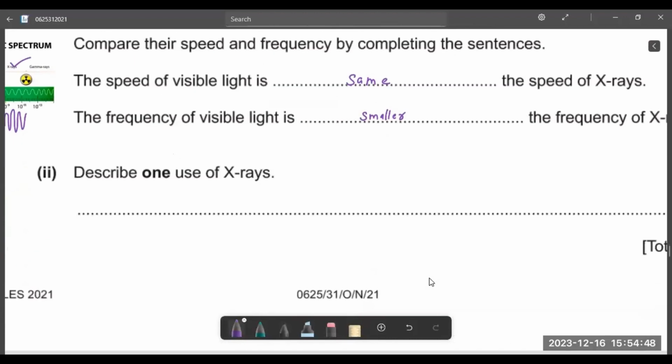Next, describe one use of X-ray. It can be used for the treatment of cancer.